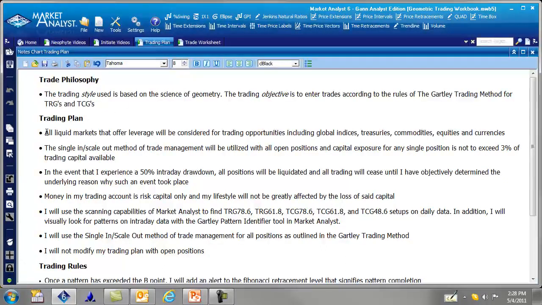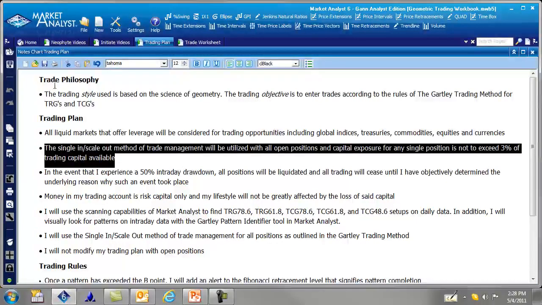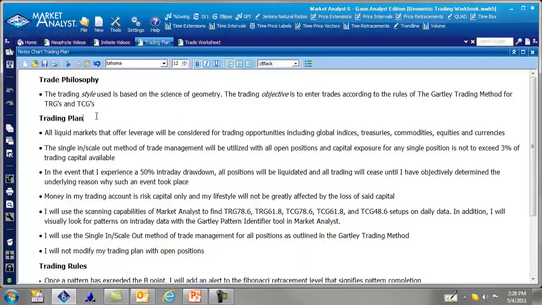As a reminder, please feel free. You can go into this notes chart. It's a document that you can edit yourself. There might be topics in here that you feel don't apply. You can just highlight them, delete them, save it as something else, all kinds of things. But the trading plan, it says all liquid markets that offer leverage will be considered for trading opportunities, including global indices, treasuries, commodities, equities, and currencies. Pretty much I'm looking for anything on the planet with leverage.